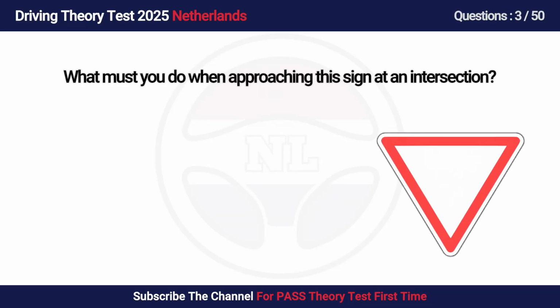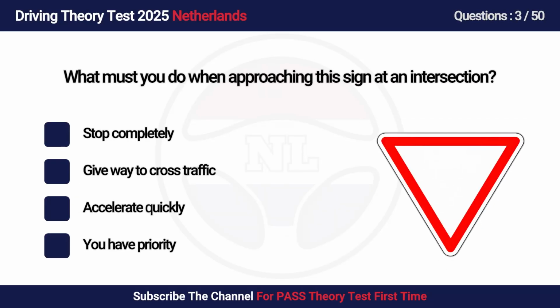Question 3. What must you do when approaching this sign at an intersection? A. Stop completely. B. Give way to cross traffic. C. Accelerate quickly. D. You have priority.